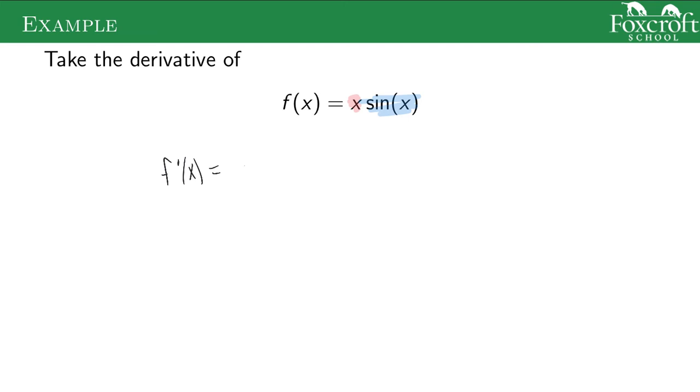Keep x, multiply that by the derivative of sine, which is cosine, plus keep sine, multiply that by the derivative of x, which is just 1. So we don't even have to really write that last piece. So x cosine x plus sine x is the derivative of x sine of x. Again, just going through, making sure you identify what the two parts of your problem are, and then just doing the correct pattern.